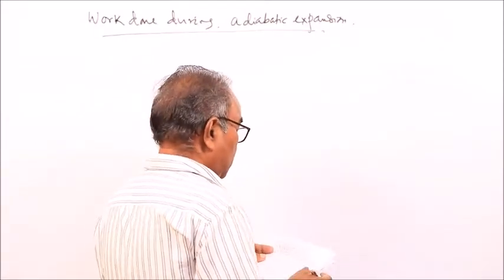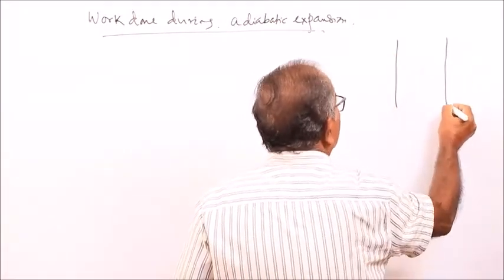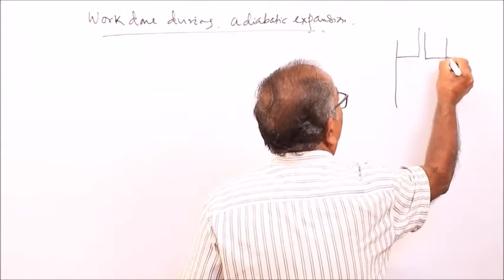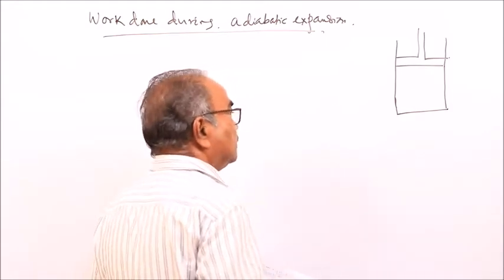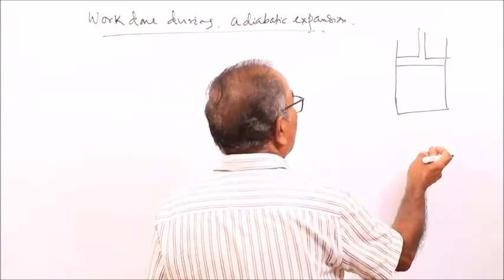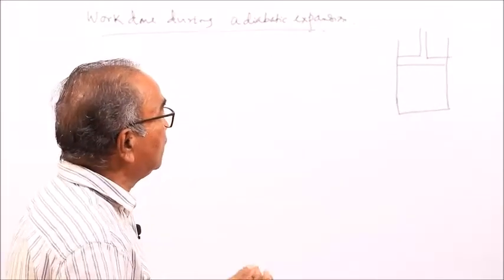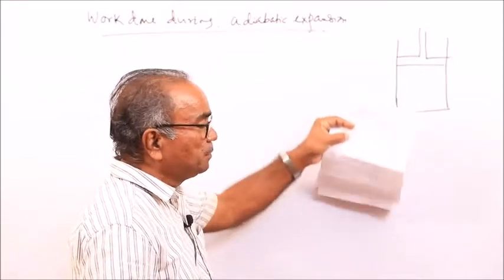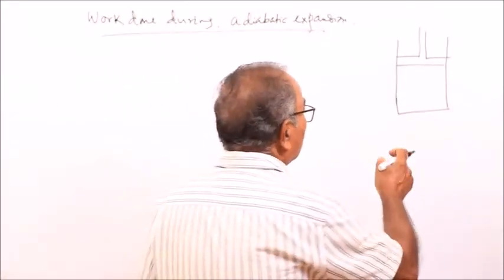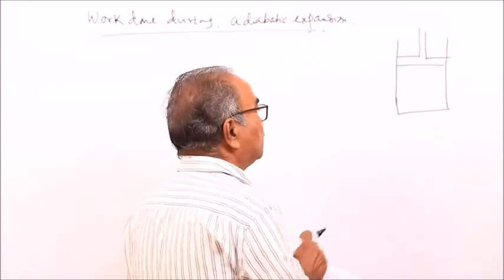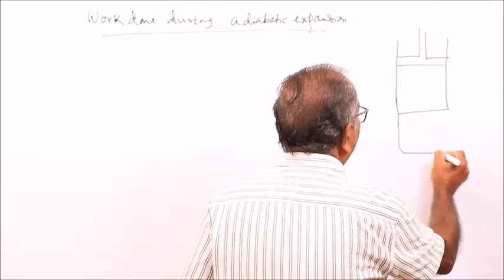So this cylinder, which was placed with a movable piston over the source, because of drawing heat from the source, the piston is moving upward, and the temperature remains constant. That is isothermal expansion. And now we take it out from the source and keep it over an insulating stand.